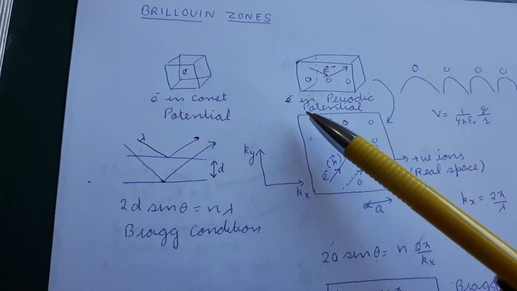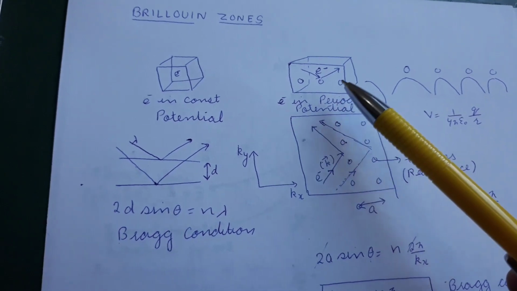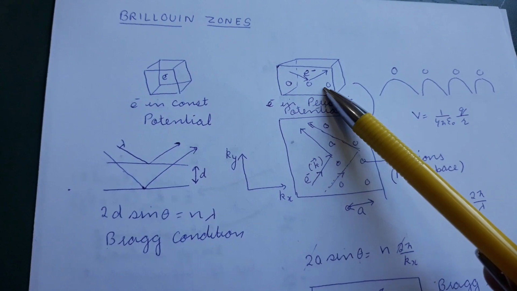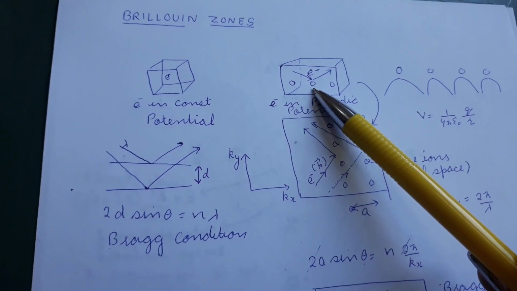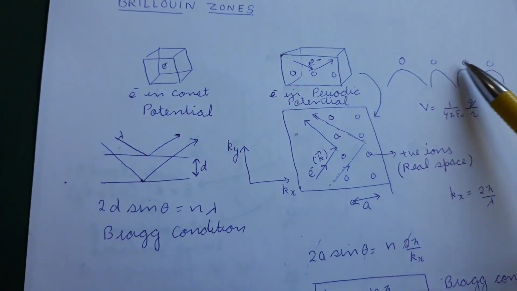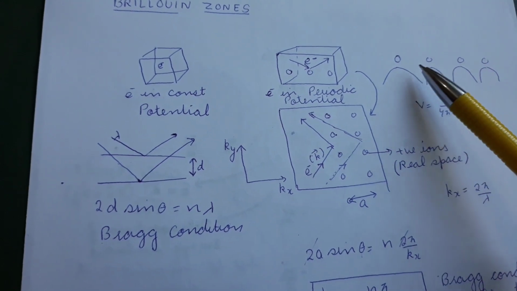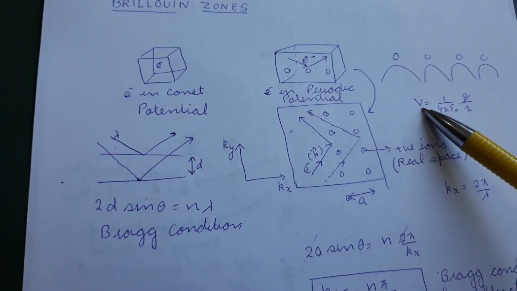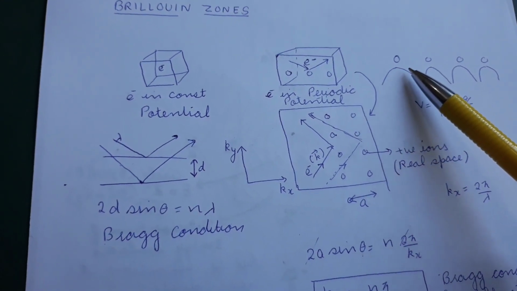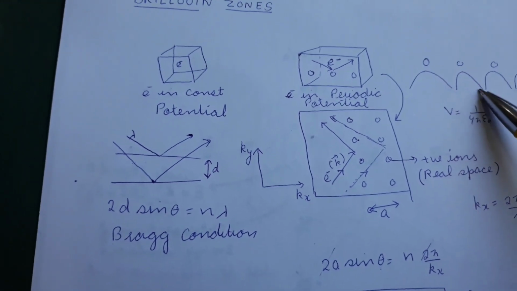While if the electron is in a periodic potential, it means that the ions are arranged periodically in a lattice, and the electron is feeling the periodic potential of the positive ions. When we talk about this potential, what we mean is that because this is a line of positive ions, the potential associated with positive ions will depend upon 1 upon r, and therefore it will decrease as we move away from the ion. So that is why this potential looks like this.